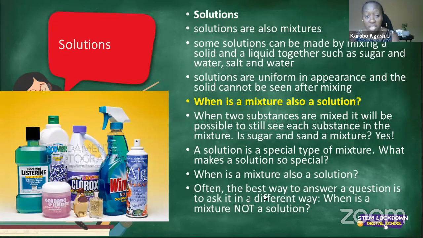All right. Often, the best way to answer a question is to ask it in a different way. When is a mixture not a solution? So how is it that jelly beans are not a solution? Why would we say jelly beans are not a solution? Type in the chat box. Why are jelly beans not a solution?